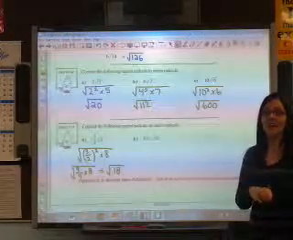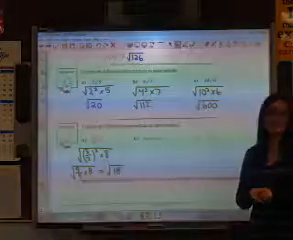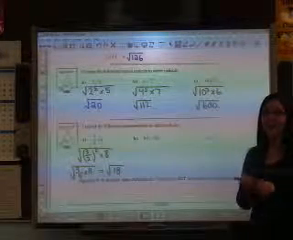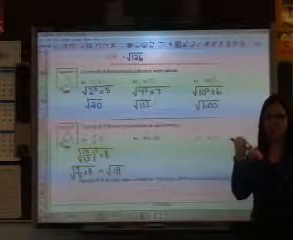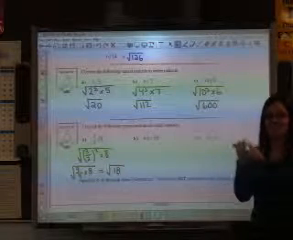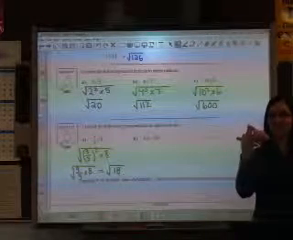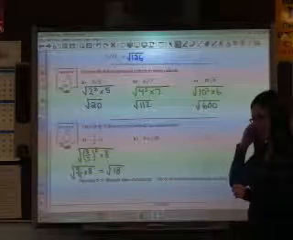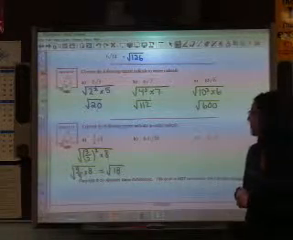To divide by 8, half it 3 times. So if I take 40 and I was to divide it by 8, half of 40 is 20. Half of 20 is 10. Half of 10 is 5. It's kind of like cube rooting it. Kind of, yep.